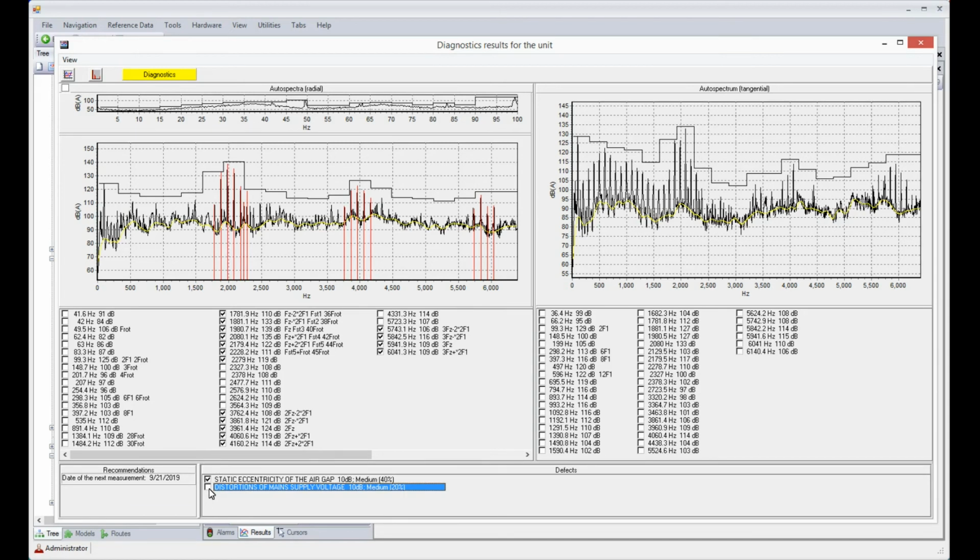Here are also distortions of main supply that also can be seen from the vibration of the machine. So this is a typical static eccentricity of the air gap that is slot pass frequency modulated by 100 Hz. The first slot pass frequency, the second slot pass frequency, and the third one. All of them we can see in the spectrum.